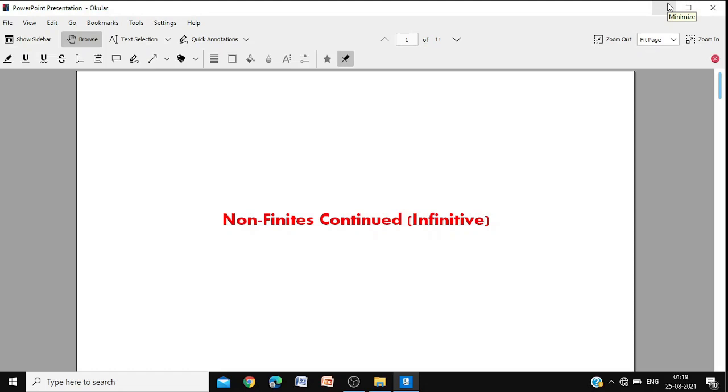Continuing our non-finite, next we have infinitive. So the three non-finites are gerunds, participles, and infinitive. And this time we bring the non-finite continued: infinitive.